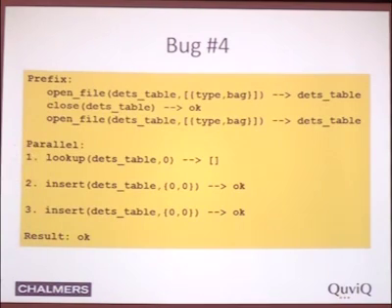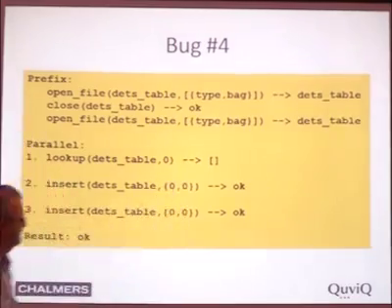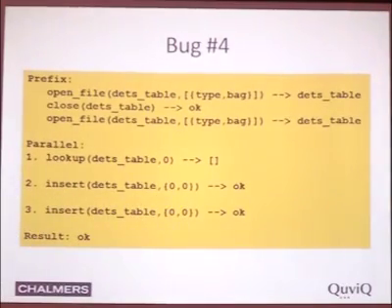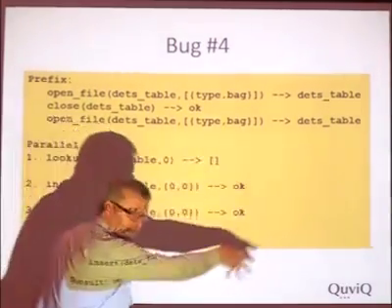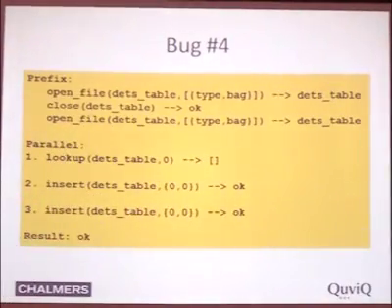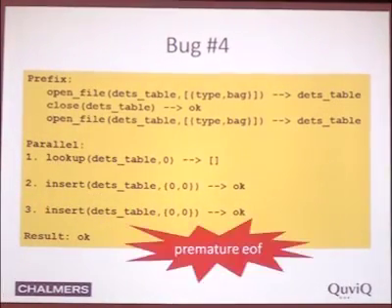Then, in parallel, we have to do three things. A lookup, P0, and two insertions. In this case, it's two identical tuples, both of which contain a 0. And all the results are okay. But when we check the file for corruption, we got a premature EOF in the file error.